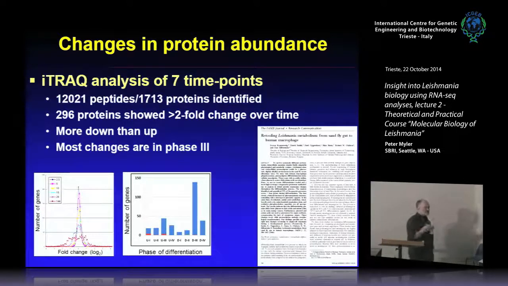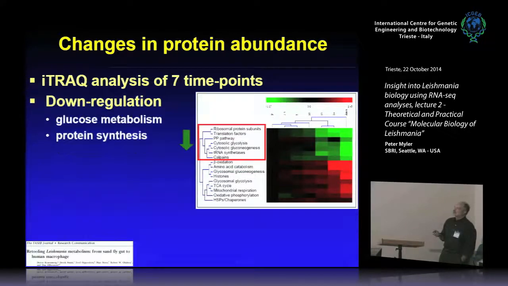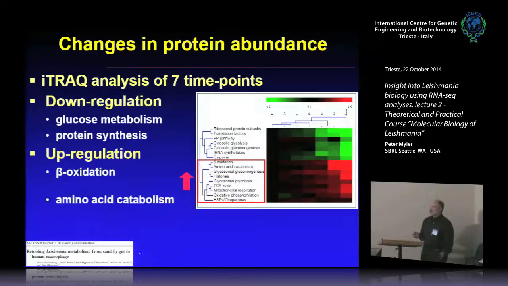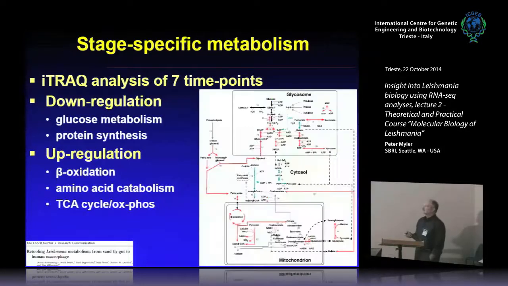There were some. For instance, the paraflagellar rod proteins went down, as one might expect. But most of the changes happened in phase 3, or began in phase 3 even. When you looked at what was happening here, the amastigotes had downregulated glucose metabolism, and they downregulated protein synthesis, and they'd upregulated beta oxidation and amino acid catabolism and their TCA cycle enzymes. And so they basically had, as Dan put it, retooled their metabolism.